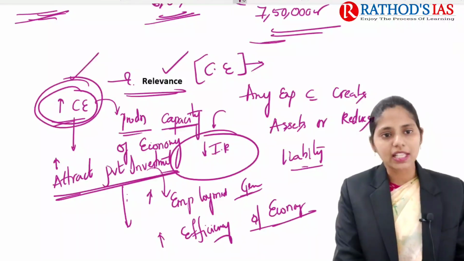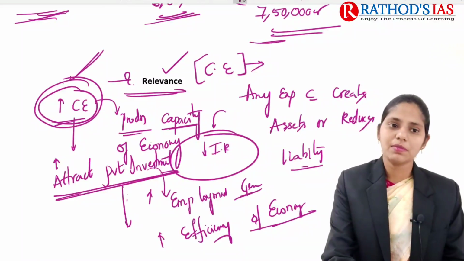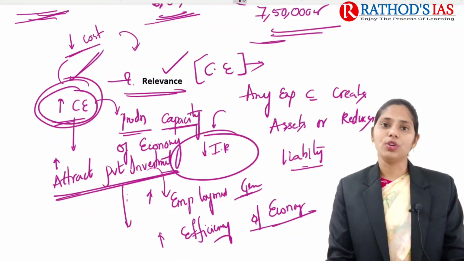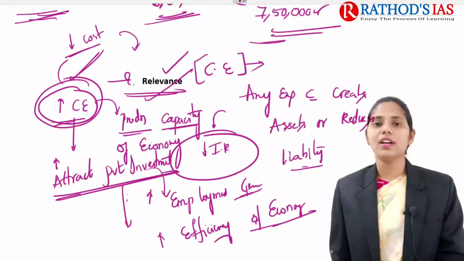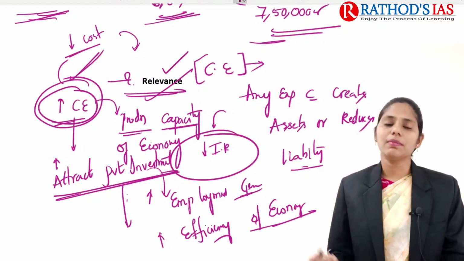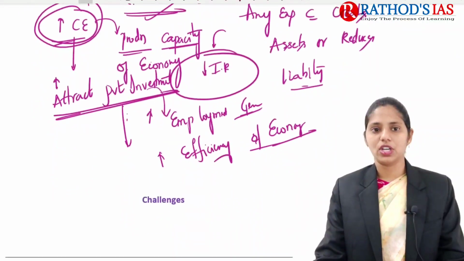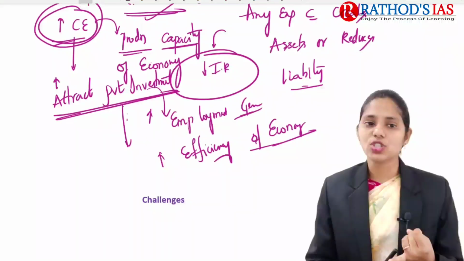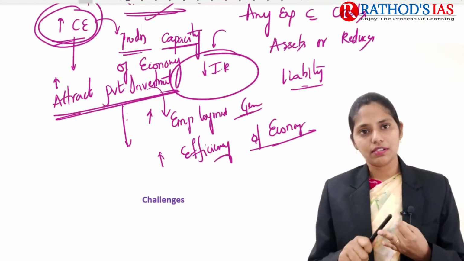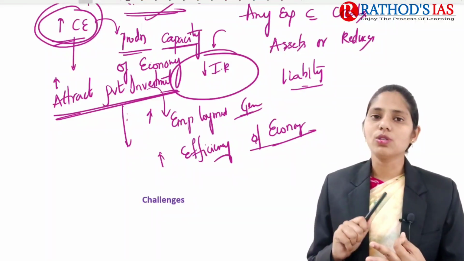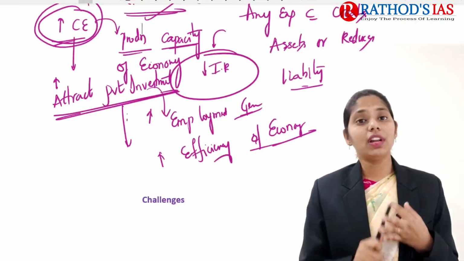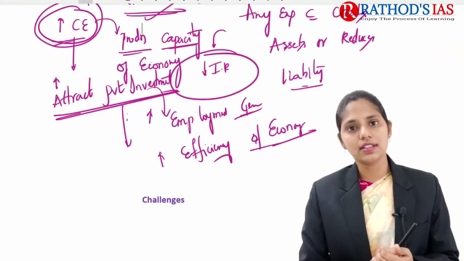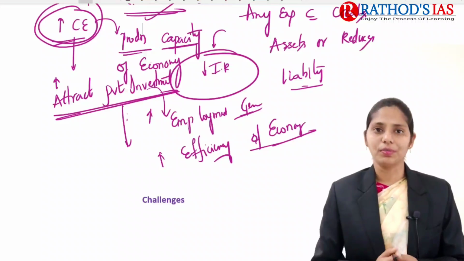And whenever capital expenditure is increasing, that will help to reduce the cost of doing business. That will mainly promote ease of doing business. So these are some important relevance of capital expenditure. You need to remember: first, it will mainly contribute to the production capacity of the economy, it will attract private investment, it will also create employment, it will improve the efficiency of our economy, and finally it will also decrease the cost of doing business.